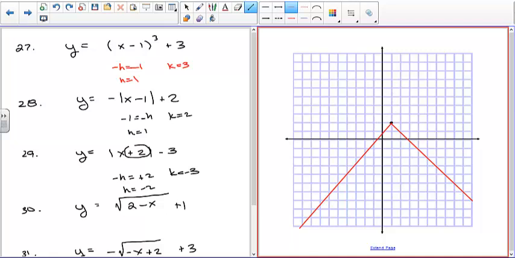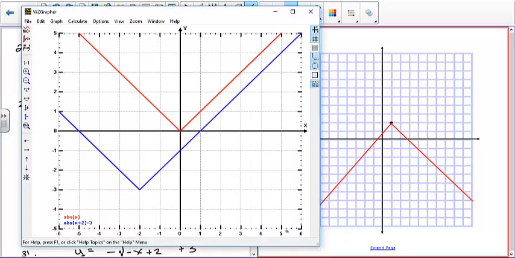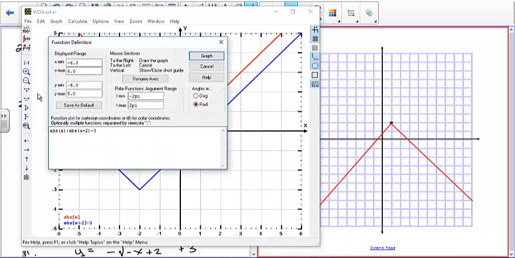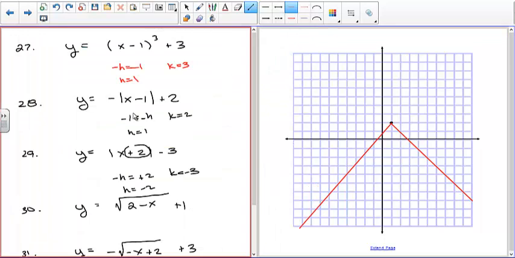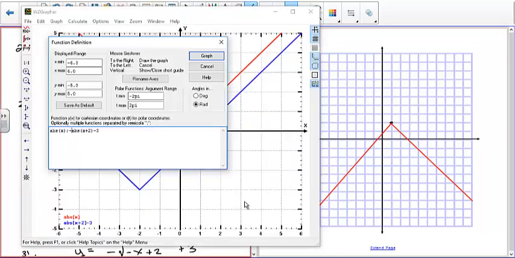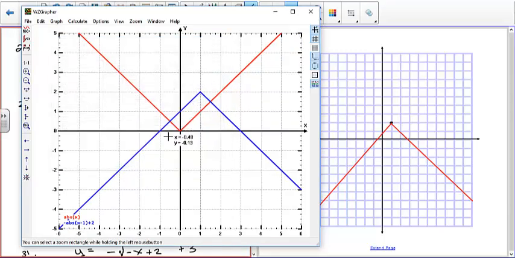Okay, let's check it out. So we're going to have negative the absolute value of x minus 1 minus 1 plus 2. So there it is. So you go over 1, up 2, it's upside down.